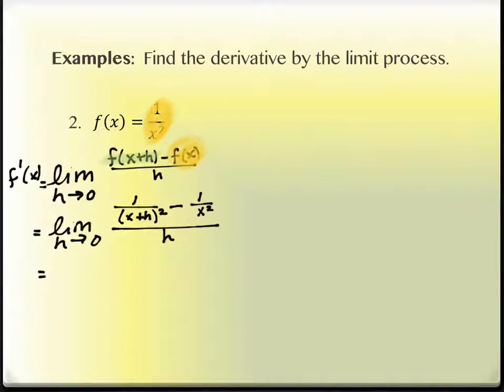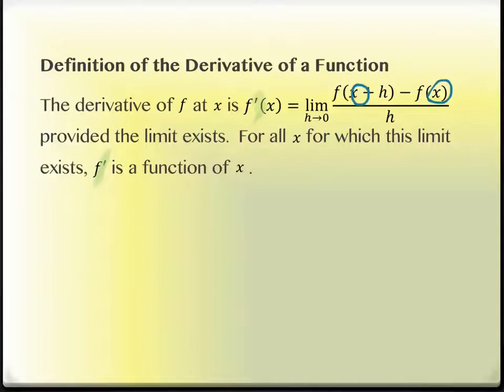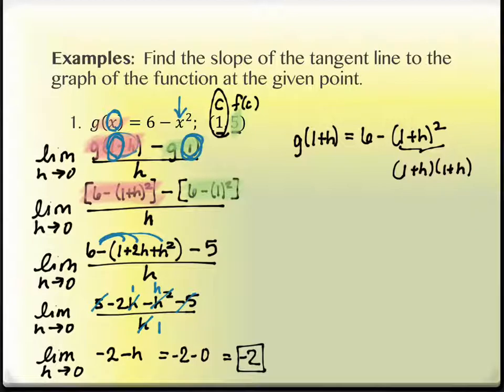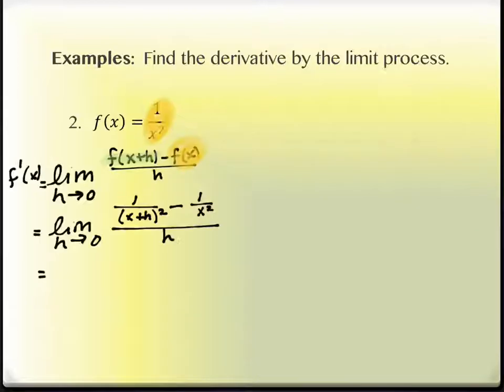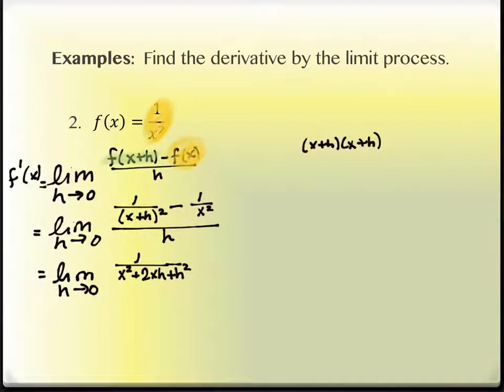All right? So we need to rewrite this x plus h business that's squared, much like I did on this problem over here when I had 1 plus h squared, right? I still have to multiply all that out, FOIL, distribute, whatever phrasing you want to use. So I've got the limit as h goes to 0 of 1 over, and then x plus h times x plus h gives x squared plus 2xh plus h squared. I still have minus 1 over x squared, and all over h, excuse me.